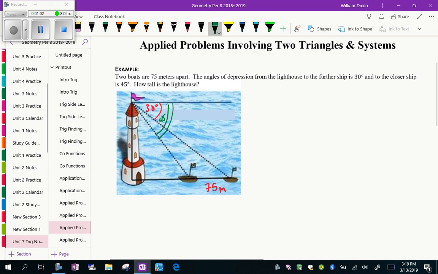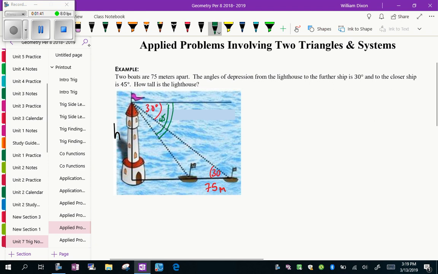All right. It says, how tall is the lighthouse? So we're looking for the height of the lighthouse. That's going to be our h. Now, the first thing we can do is we know that the angle of depression equals the angle of elevation. So if I'm looking at my 30 degrees, my angle of depression, I know that this angle of elevation, because of the sight line and my alternate interior angles, is going to be 30 degrees. So I'm going to put that in there. And then I know for the other ship, the angle of depression is 45 degrees.